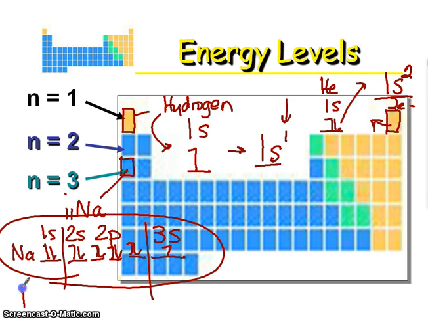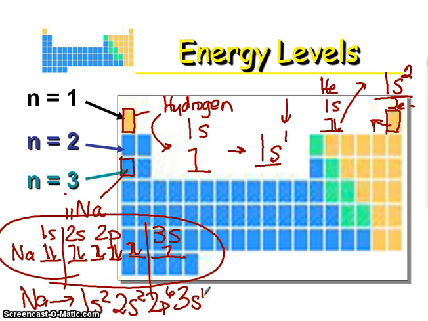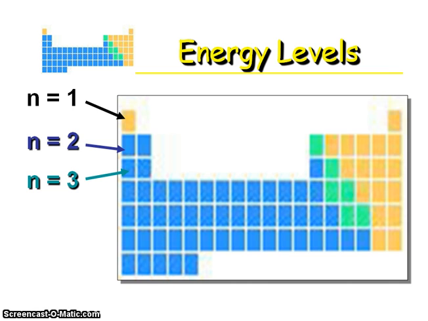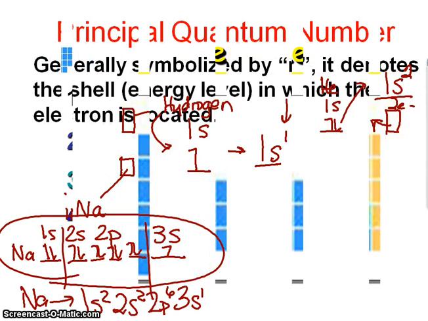The other way of writing this, the shorter way, is to write it as an electron configuration instead, where we would just write out: in 1S we have 2 electrons. In 2S, we have 2 electrons. In 2P, we have 6 electrons. And in 3S, we have 1 electron. And so this is showing us the locations of the electrons in our building.